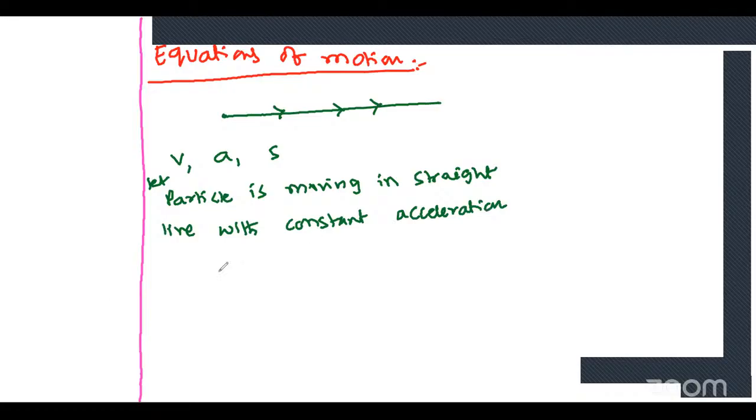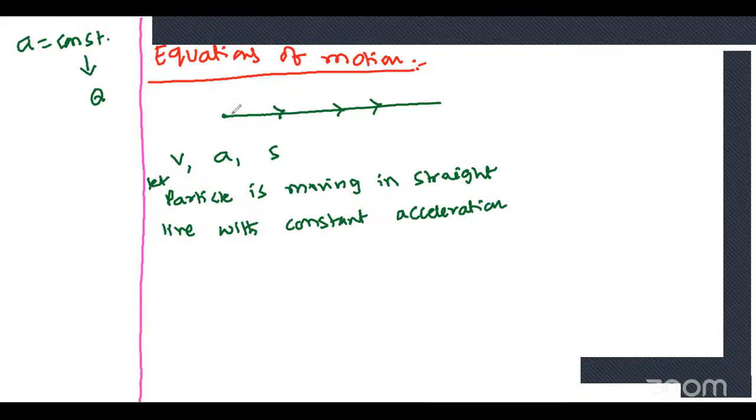With constant acceleration. That means acceleration is equal to a constant. Some value is there. This constant belongs to the set of rational numbers. Maybe a positive value or it may be a negative value. Anything.